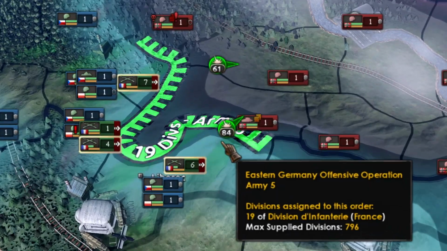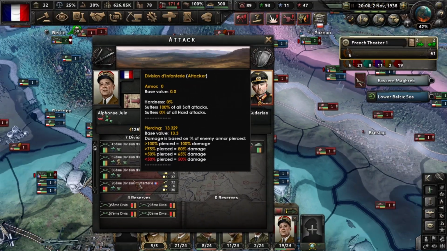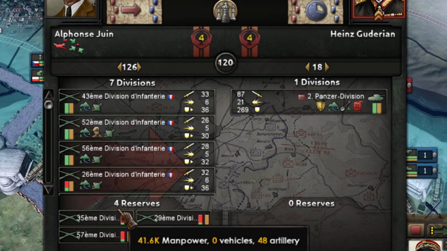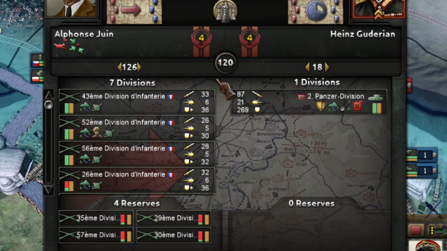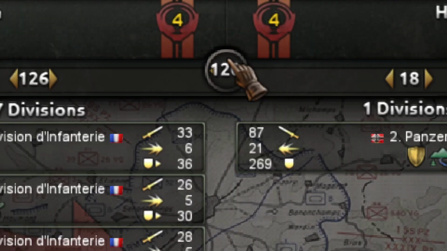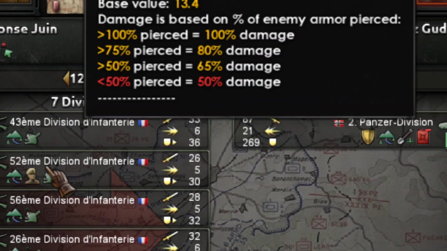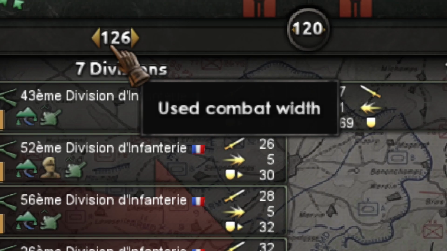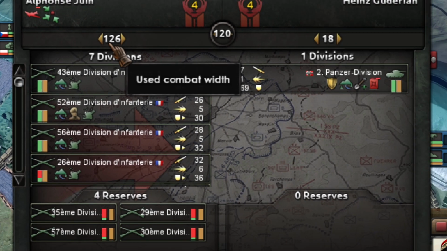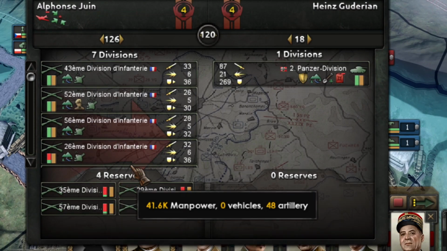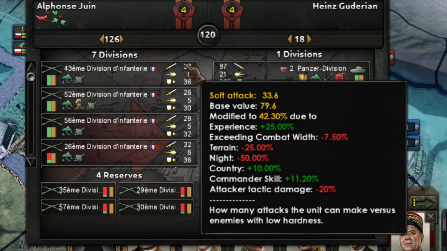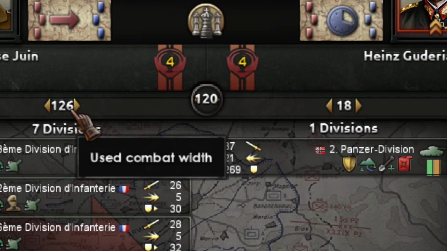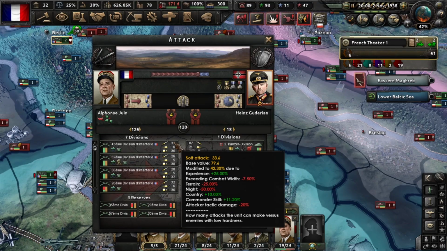For example, down here, we have a big concentration of units, and we have more units than the front can support. For example, the front line is 120, and these units together have a combat width of 126. So these units are out of the fight, and if you mouse over, you will see that they receive a penalty for being exceeded by 6 points in the combat width.